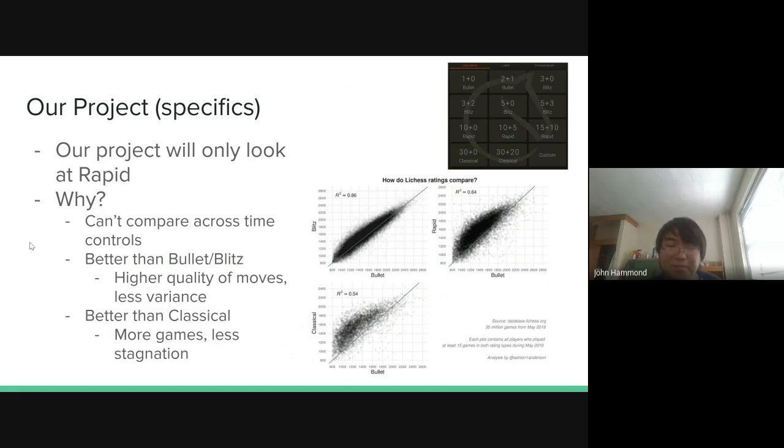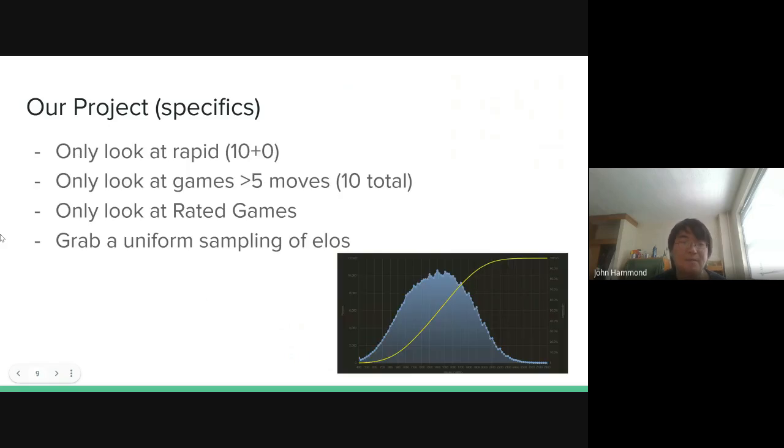It's better than classical purely because there are more games, there's less stagnation, there's less people just staying at an ELO and never playing again. Because classical is very, very long. You see 30 minutes, 30 plus 20. Classical can go for ages, and there's not a lot of games. So for our projects, we'll only be looking at rapid.